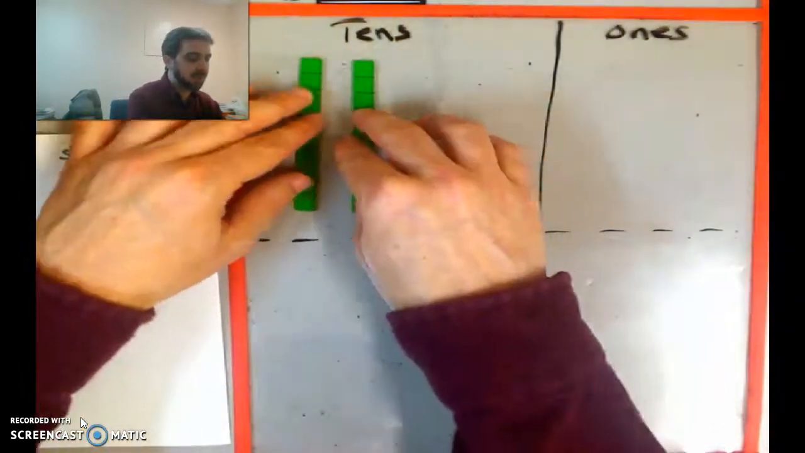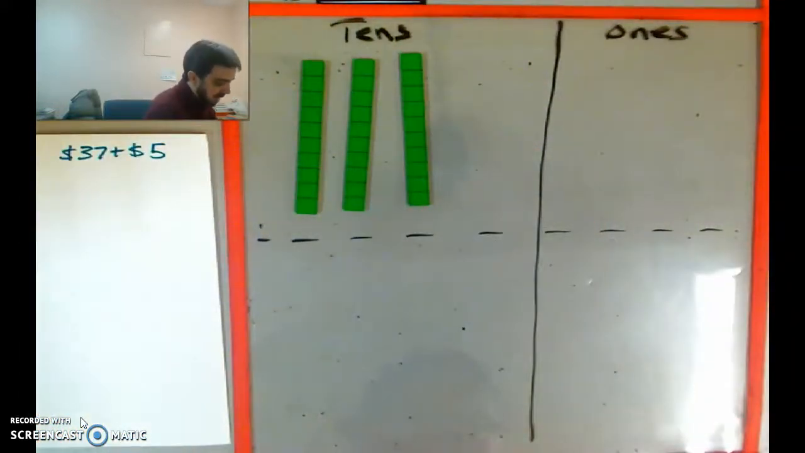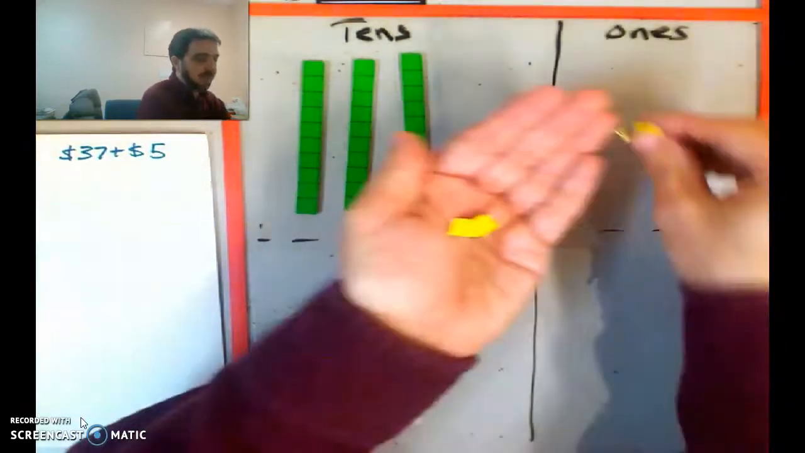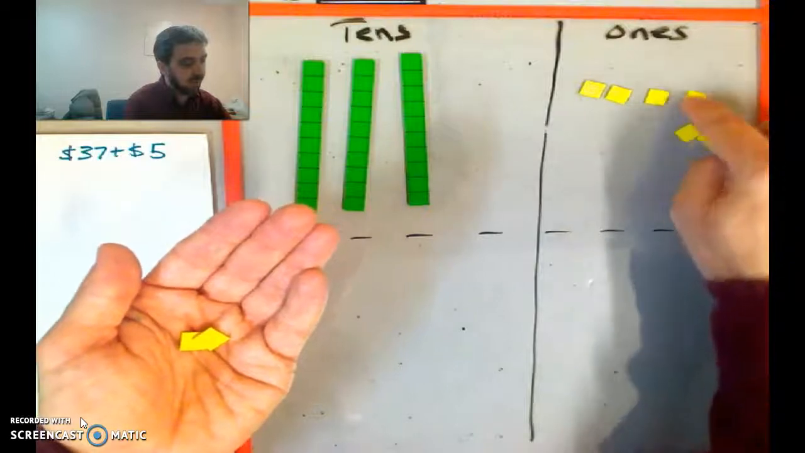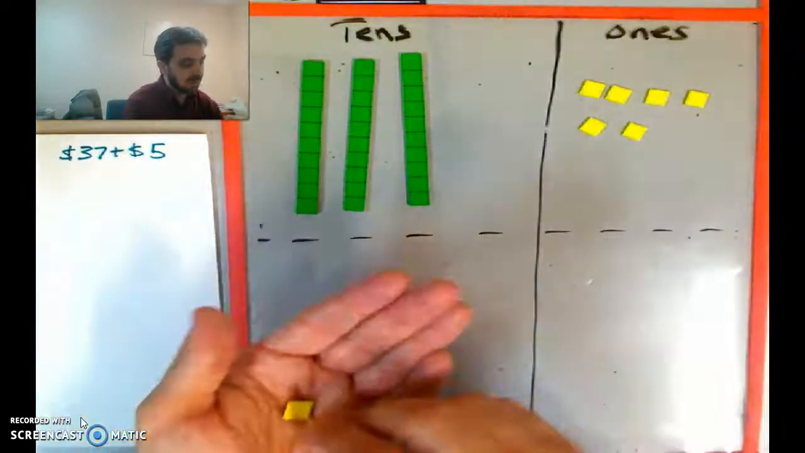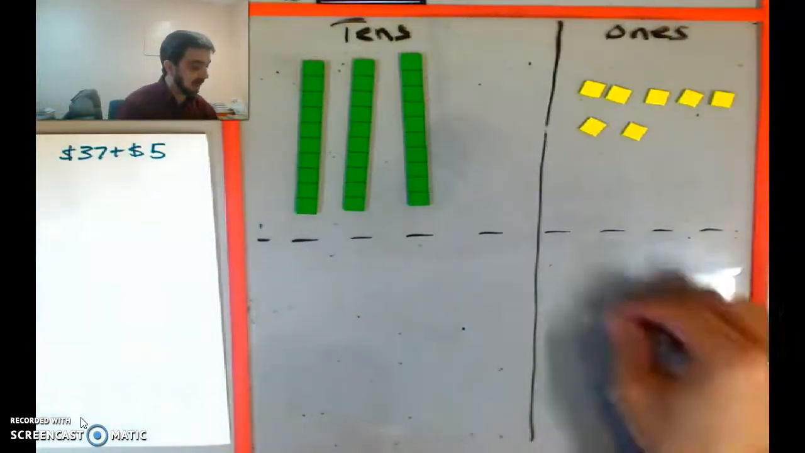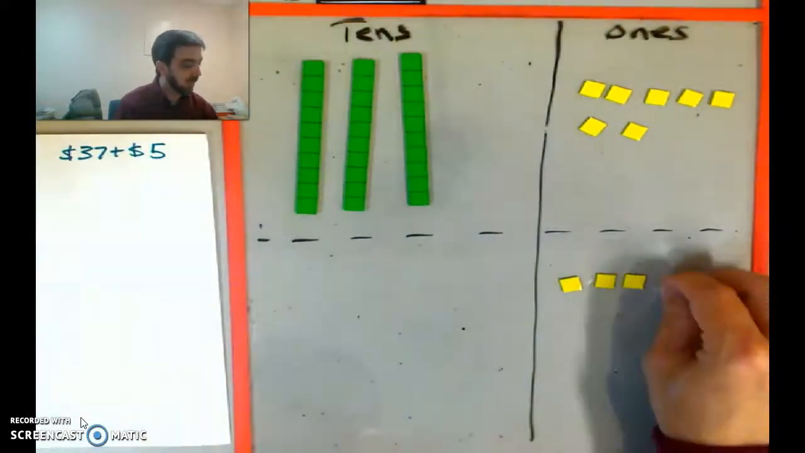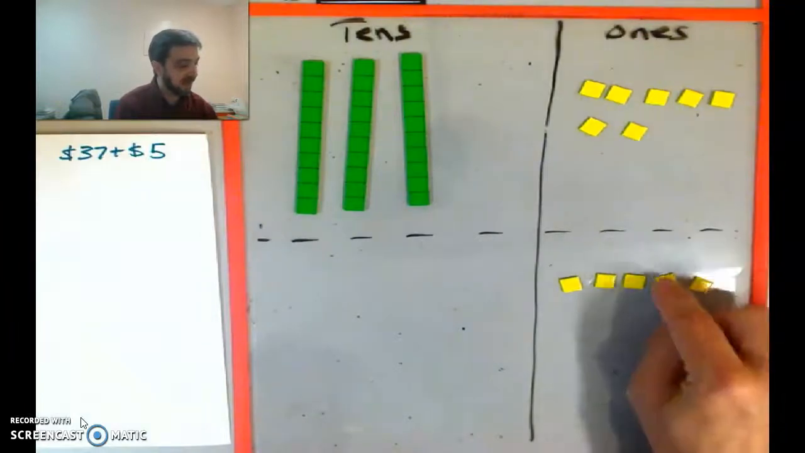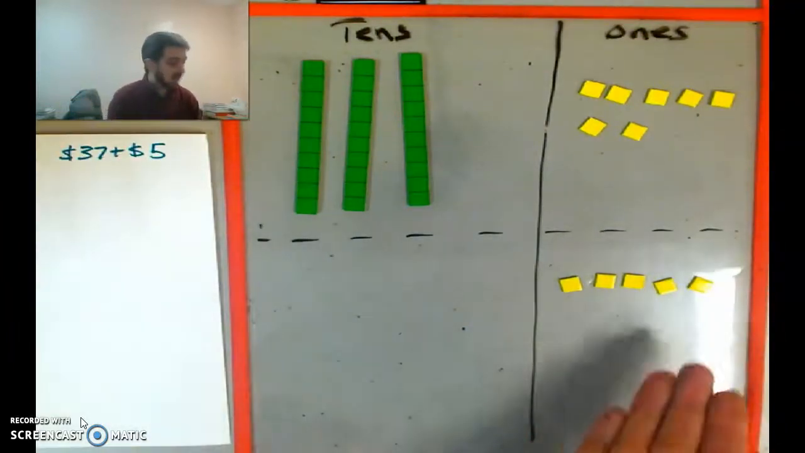So we have $37. Let's represent that. My 10s place, 30, and then 7. Let's see how many I have here. I have 1, 2, 3, 4, 5, 6, 7. Okay, there's $37. Now I need to add $5. So 1, 2, 3, 4, 5. Okay, because there's no 10s in $5. It's just $5, 5 ones.